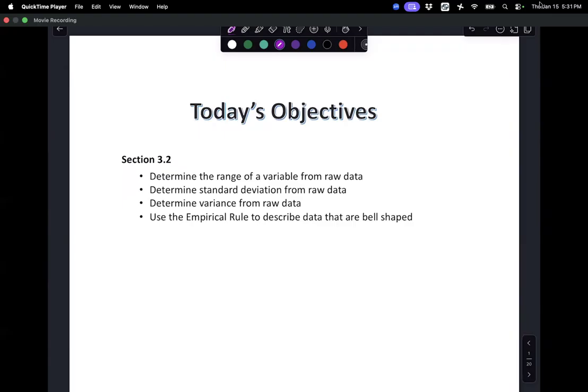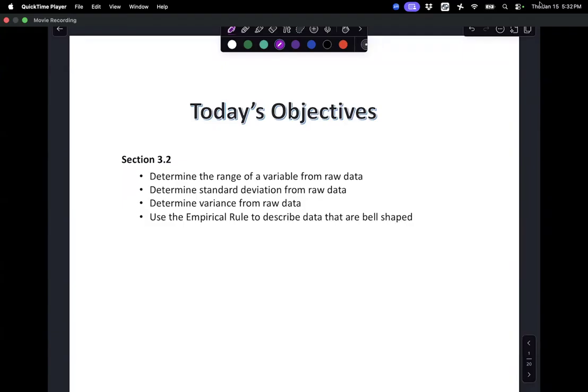Okay. Section 3.2, we're going to look at the range of a variable of raw data. That is basically 2 slides, and then almost the entire rest of it is standard deviation. And then we'll jump into the empirical rule.